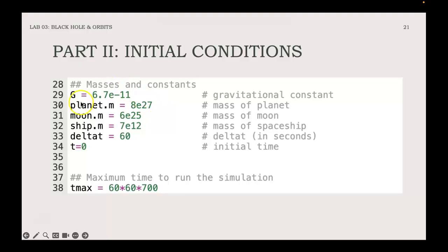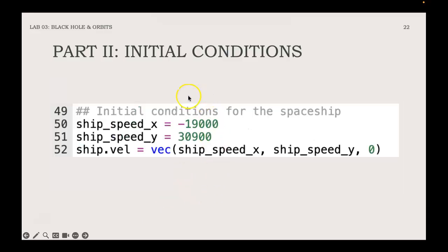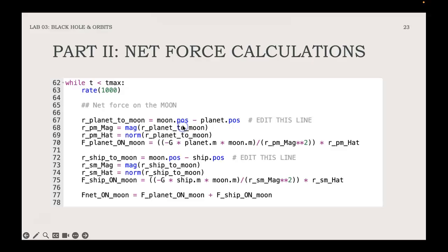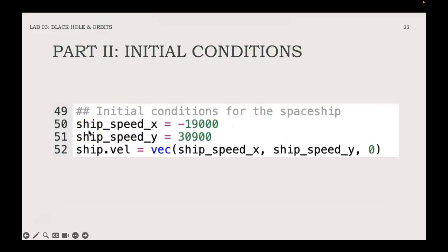For Part 2, we had the G constant similar to before, the mass of the planet, the moon, the ship, and delta T, and then also our default time of 700 hours. We ended up with negative 19,000 for our X component and 3,900 for our Y component for our initial speed for our ship, and that was found experimentally through trial and error.